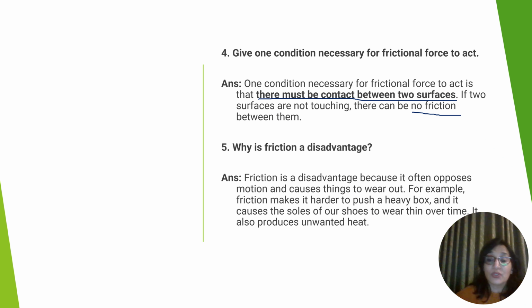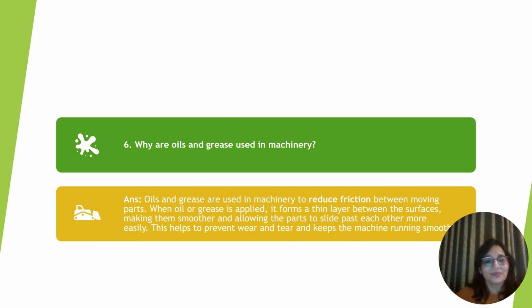Now, when we talk about advantages, there is also a disadvantage of friction. Friction is a disadvantage because it often opposes motion and causes things to wear out. For example, friction makes it harder to push a heavy box, and it causes the soles of our shoes to wear thin over time. It also produces unwanted heat. So that's a disadvantage.